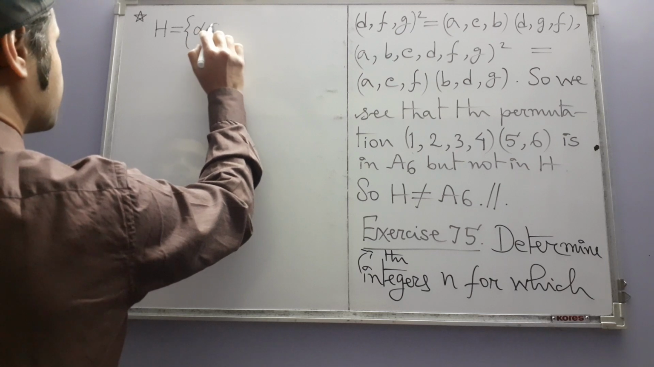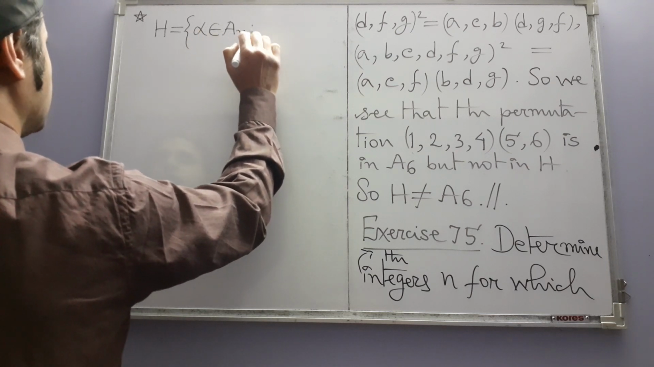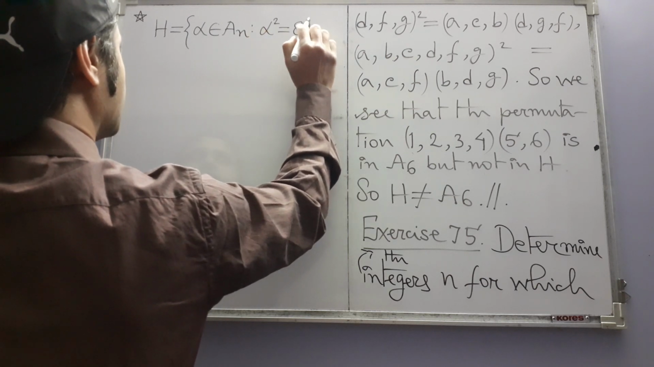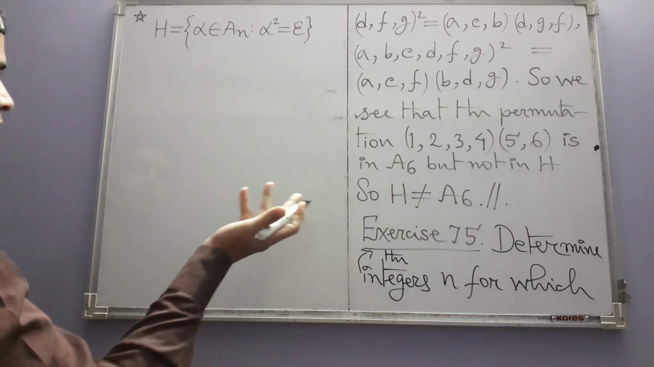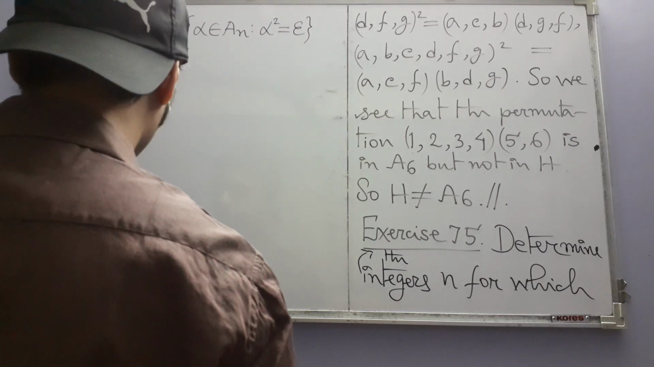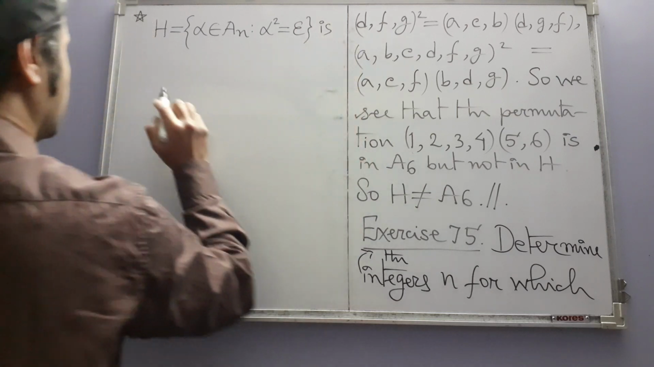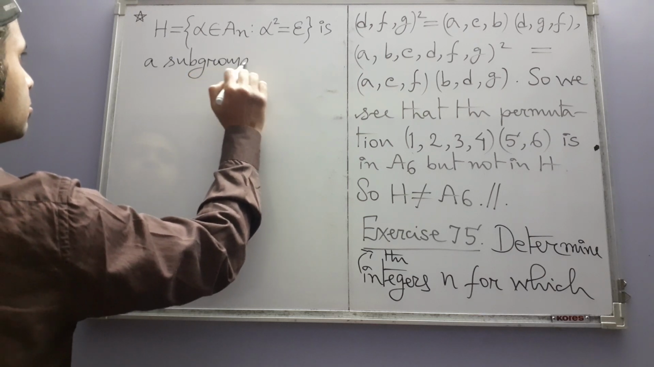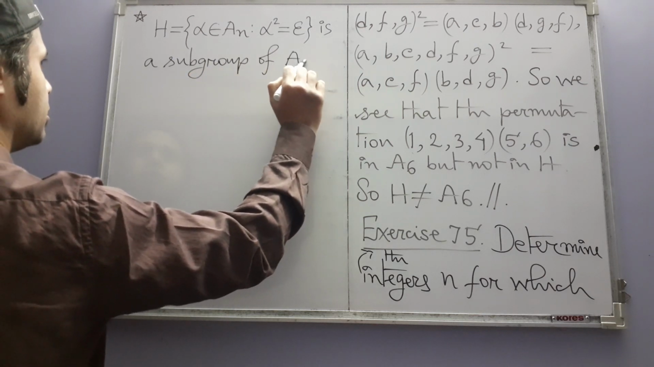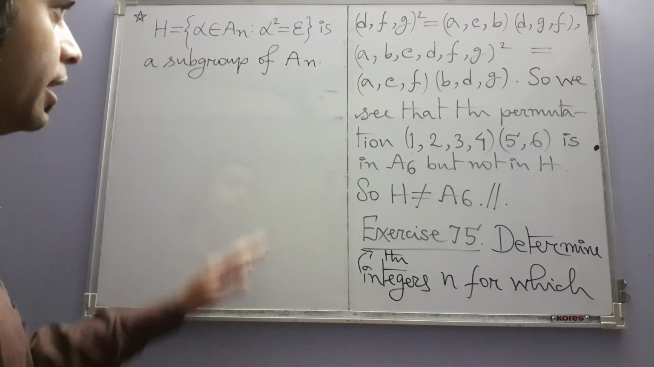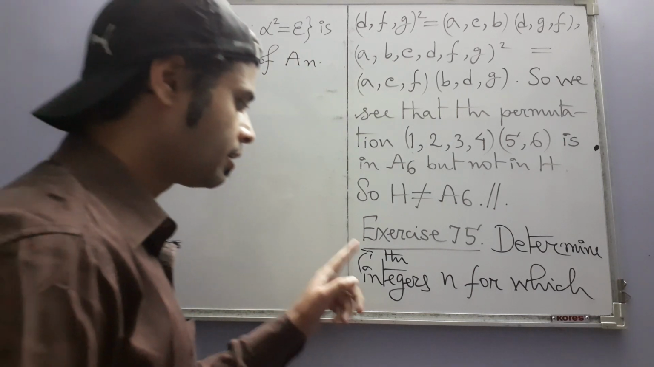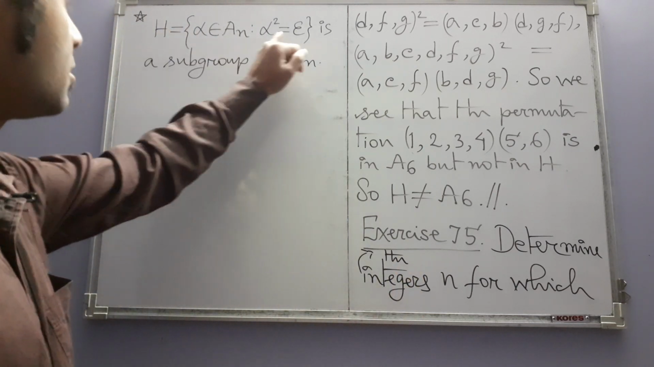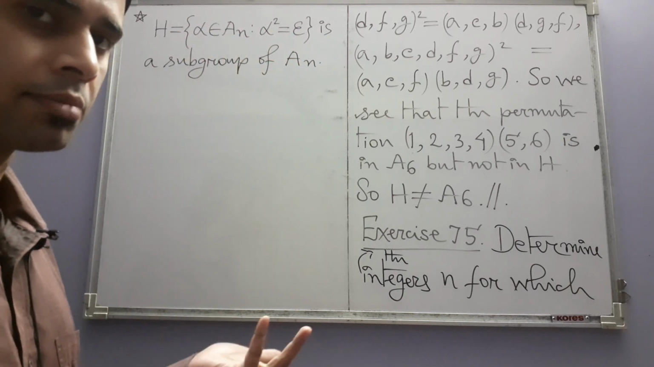Again we have a set H, but this time H is something else. It's the set of those permutations in A_n, the alternating group of degree n, whose squares all equal the identity. By epsilon, in this book, the author means the identity permutation. We have to determine those positive integers n for which this subset of A_n is a subgroup. Now n is also changing.